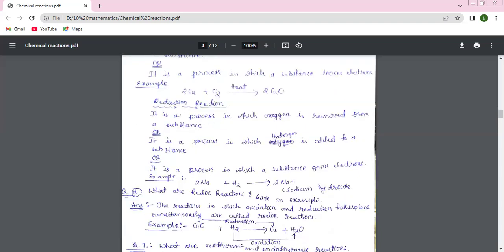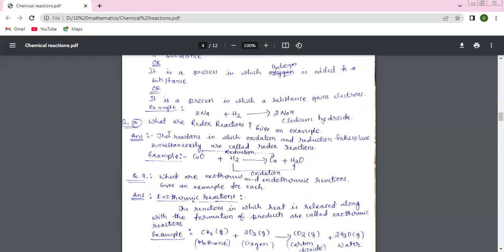Next we will see what is the reduction process. Reduction is a process in which oxygen is removed from a substance, or hydrogen is added to a substance, or a substance gains electrons. That means it is the opposite nature of oxidation. Oxidation reaction is opposite to this reduction reaction. The nature is completely different.